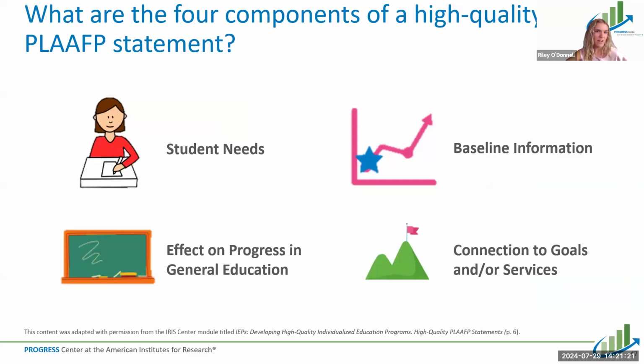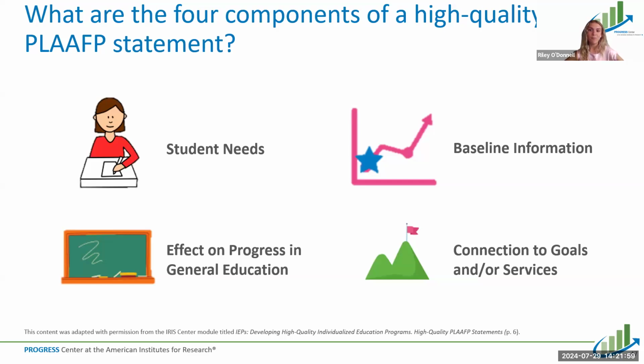So let's break apart this PLAF statement. Although IDEA regulations do not specify the structure of the PLAF statement, the IEP team can begin the process of developing a high-quality PLAF statement by focusing on four main components. The first one being student needs: information on the student's current academic and/or functional needs, as just described. The second is the effect on progress in general education. This can be described as an explanation of how the disability affects the student's involvement and progress in the general education curriculum or classroom.